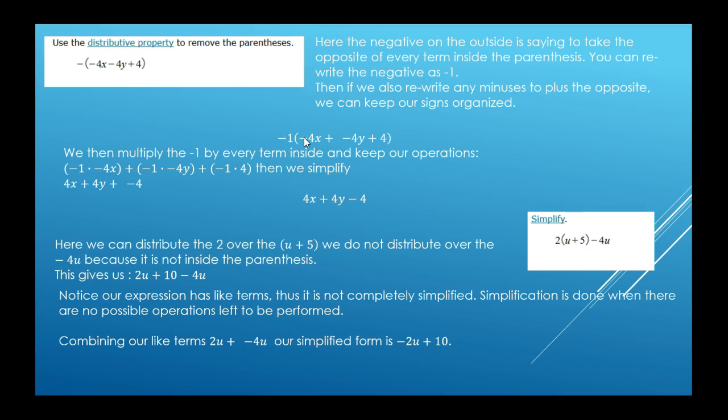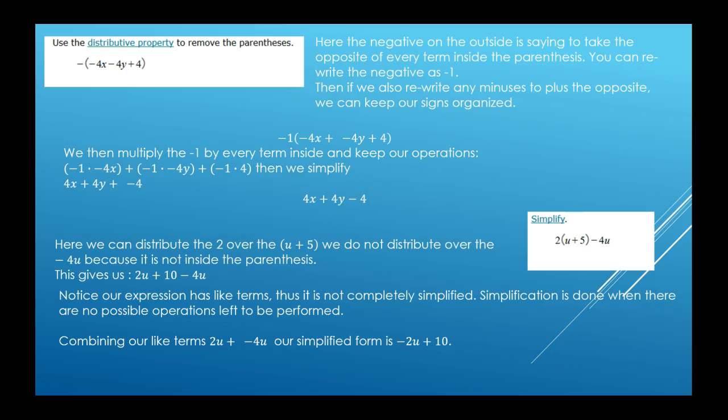-1 times -4x gives me a positive 4x. -1 times -4y gives me a positive 4y. -1 times a positive 4 gives me a -4. So we're taking -1 times the -4x plus -1 times -4y plus -1 times 4. Right? We keep these different operations between our terms. And then in ALEKS, it does not let you type plus negative, so your final answer you would have to change back to a minus.